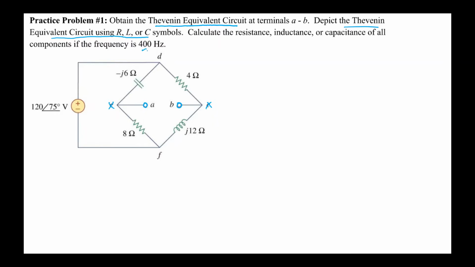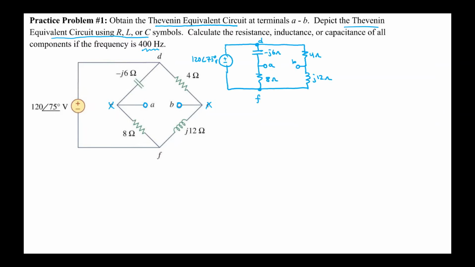I'm told the frequency of the system is 400 Hz. Although this circuit is drawn slightly unusually with the 45-degree angle components, we can draw an equivalent circuit that looks like this. Notice that between the two representations, all of the elements are connected to the same components at the same nodes, so the circuits are equivalent.